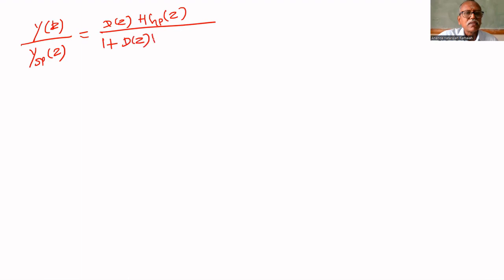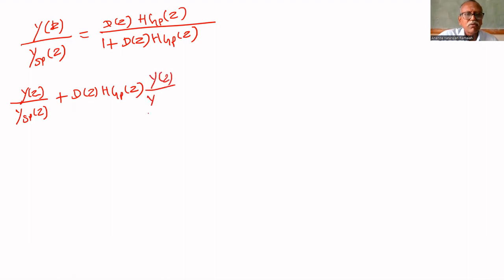Now let us cross multiply this. We have Y of Z upon Y set point of Z equals D of Z HGP of Z upon 1 plus D of Z HGP of Z. If you cross multiply, you will get Y of Z upon Y set point of Z plus D of Z HGP of Z multiplied by Y of Z upon Y set point of Z equals D of Z HGP of Z. Group D of Z together; you can bring this to the right hand side.